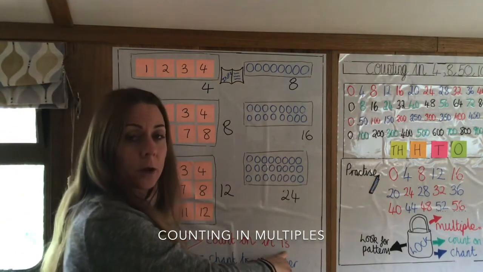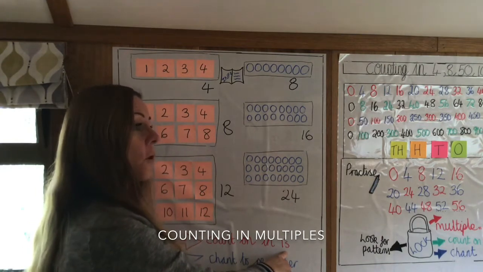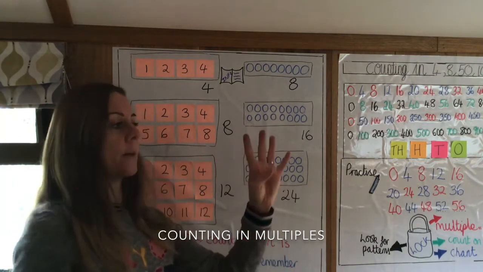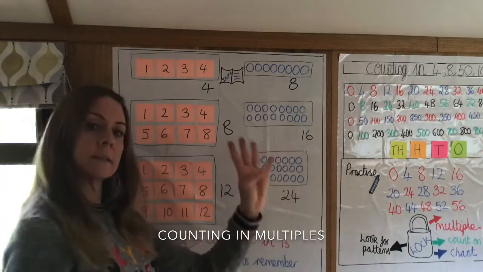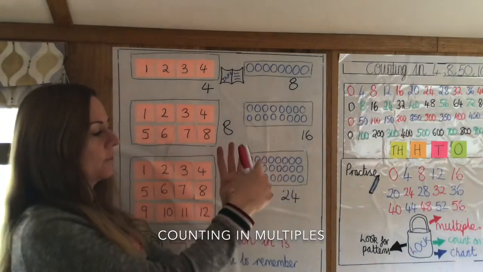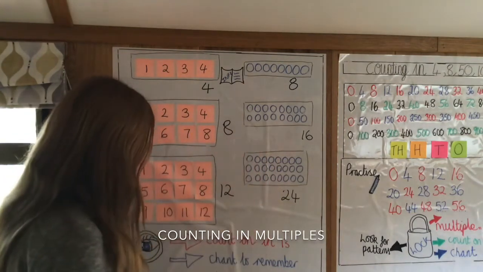So when we're looking at multiples or calculating multiples or counting in them, we can identify by counting on in 1s in that group. So if I counted in groups of 4, I would count every time in groups of 4. So I would say 4, 5, 6, 7, 8, 9, 10, 11, 12. And that's me counting in 4s using my 1s.